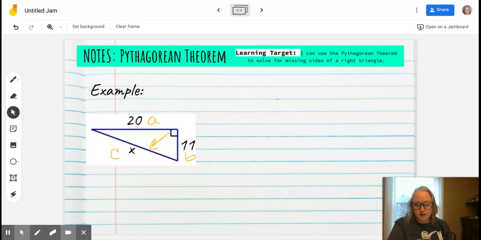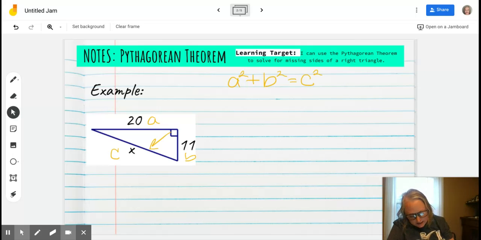So this is the one that does matter. So we labeled A, B, and C. Let's go ahead and write out the Pythagorean theorem. So we've got A squared plus B squared equals C squared. Okay, so let's go ahead and substitute in our values for A, B, and C.